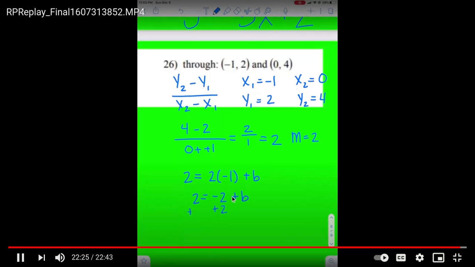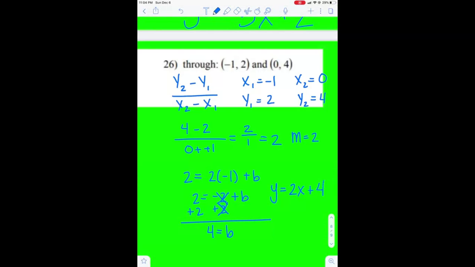To get rid of the negative 2, I'm going to add 2 to both sides, and I'm going to get 4 is equal to b for my y-intercept. And I can then write the equation y is equal to 2x plus 4 as my equation.